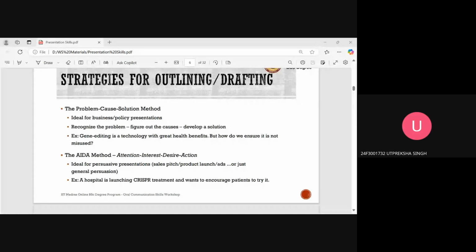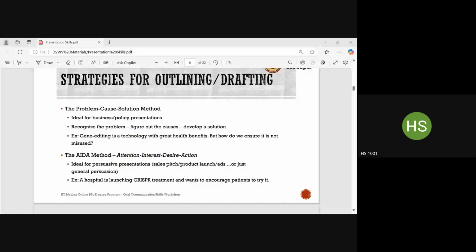For business or policy presentations, where you should be solution oriented. Correct. And then we have another method, which is the AIDA method: attention, interest, desire, action.